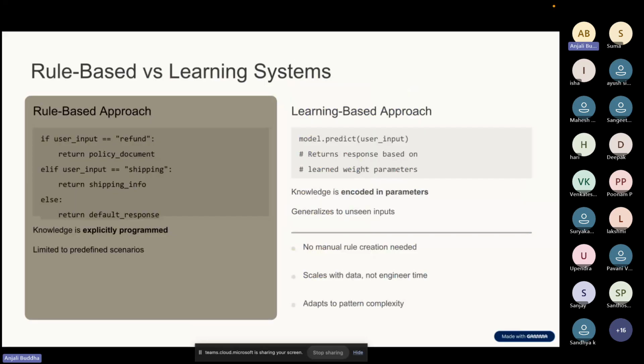What is the difference? You are saying that all of this has evolved to a system which will talk to me like a human. But what is the main difference? Here, in rule-based approach, the knowledge is explicitly written, explicitly programmed. But in case of machine learning systems or AI systems, knowledge is encoded as parameters.